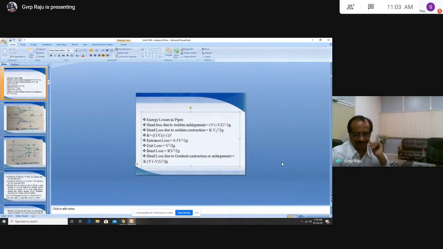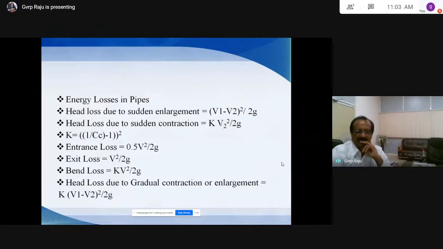So this is why I stressed V2 here. For head loss due to sudden contraction, you need to take the velocity after contraction. So we have velocity V1 and velocity V2, and you need to take the velocity after contraction. That's why I have given V2 here: K V2 square by 2g. V2 is the velocity after contraction. Some students get confused and take V1.